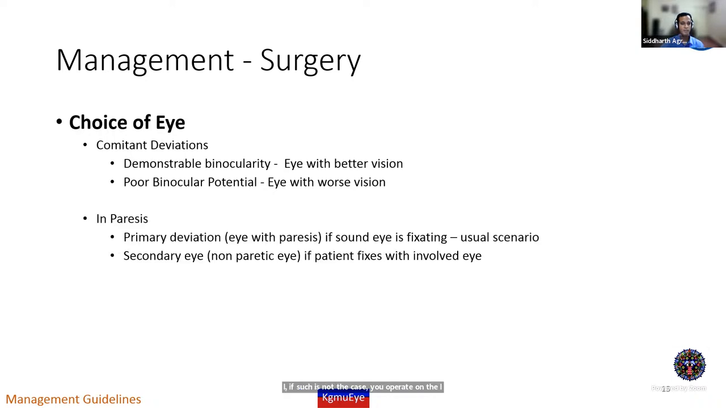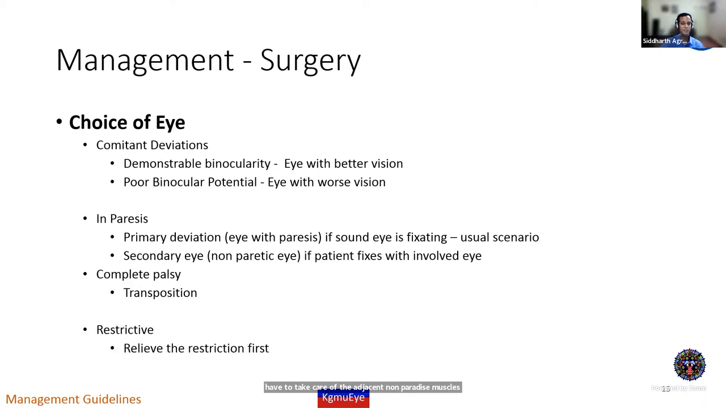In the presence of paresis, usually the paretic eye is operated, except in very rare conditions where the patient prefers to fix with the non-paretic eye. When the eye doesn't reach the midline in paresis, you have to take the help of the adjacent non-paralyzed muscles in transposition procedures. And the first step in restrictive strabismus management is to relieve the restriction.